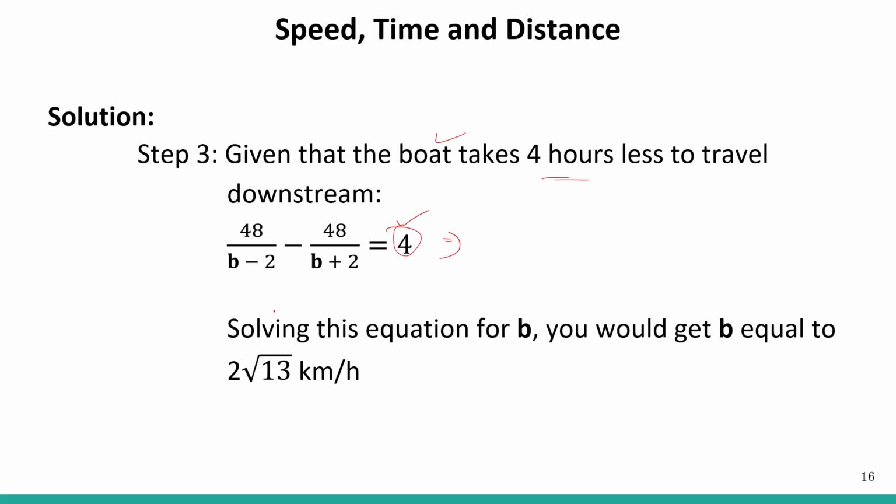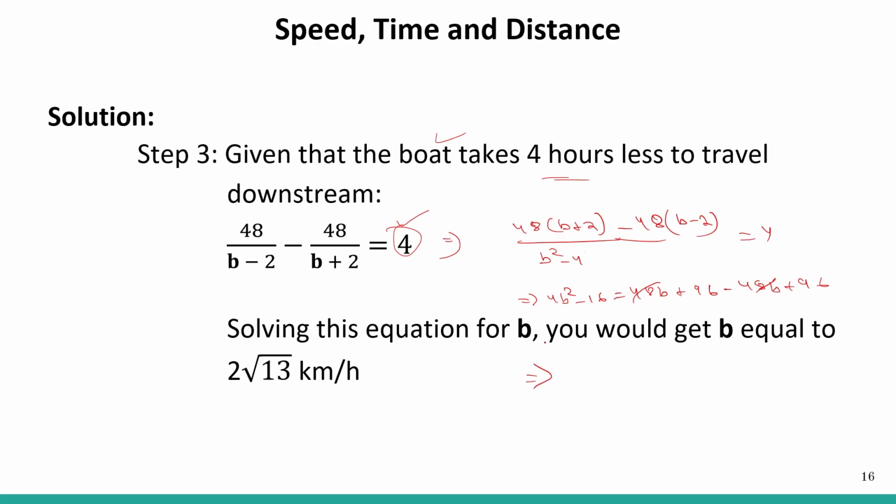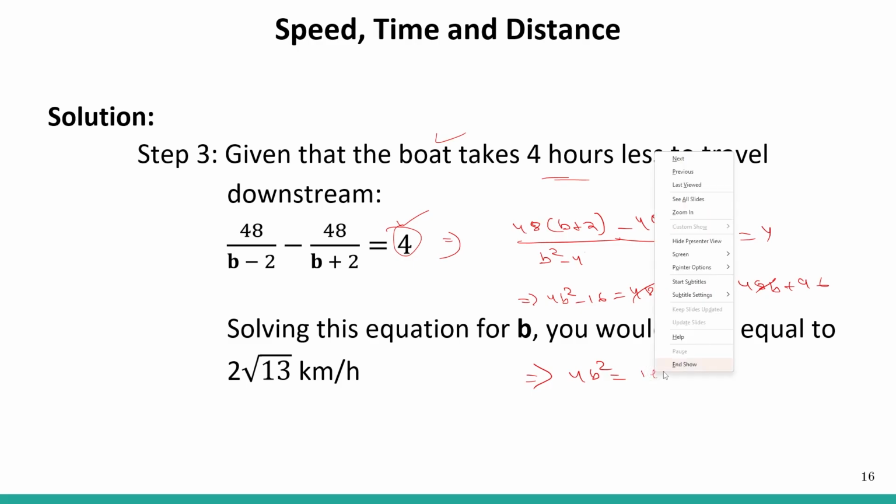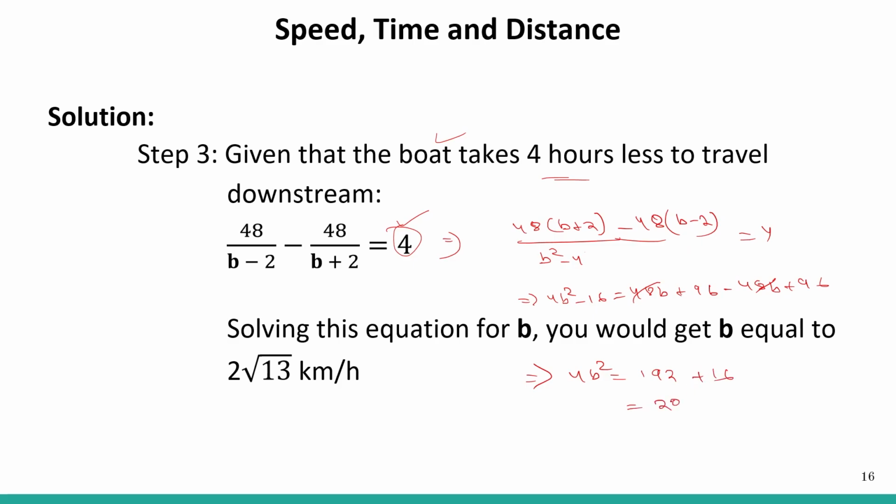So this implies that solving these two equations, what we are left with is, it will be B square minus 4, right? So it will be 48 into B plus 2 minus 48 into B minus 2, right? So this will be equal to what? 4. So this implies that 4B square minus 16 is equal to 48B plus 96 minus 48B plus 96. So cancelling the 48B, okay, what we are left with is 4B square is equal to 96 plus 96 is equal to 192. So it will be 192 plus 16, right? So this will be 208.